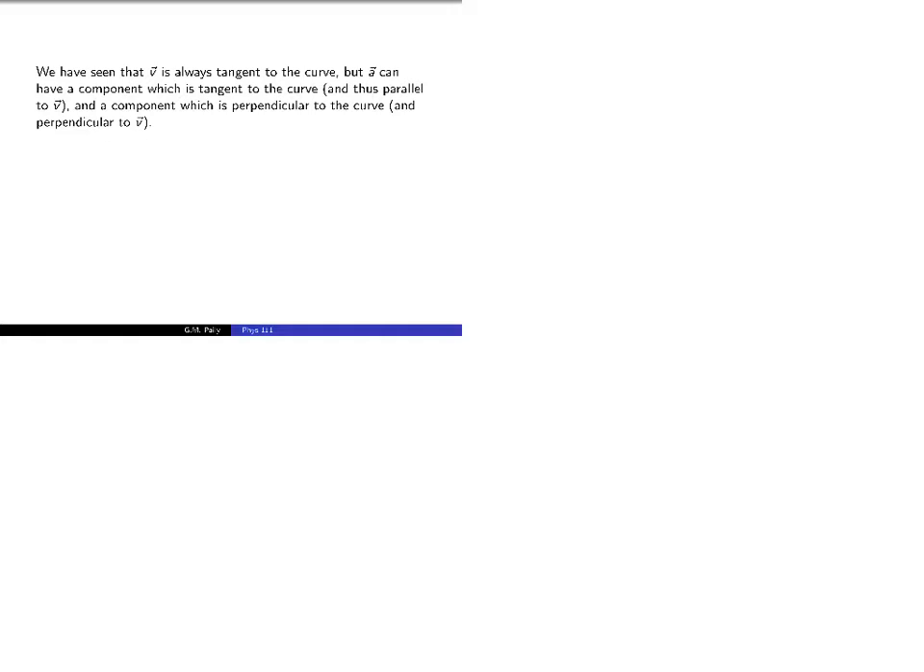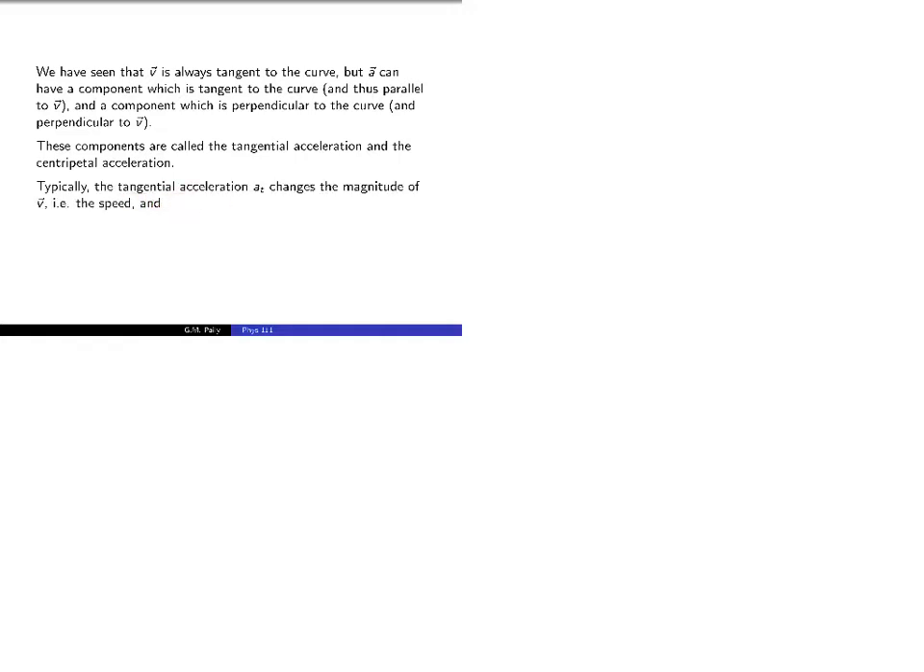We have seen in previous videos that velocity is always tangent to the trajectory of a particle, but acceleration can have a component which is tangent to the curve and thus parallel to the velocity, and a component which is perpendicular to the curve and thus perpendicular to the velocity. The component which is tangential is naturally called the tangential acceleration, and the component which is perpendicular to the curve is called the centripetal or radial acceleration.